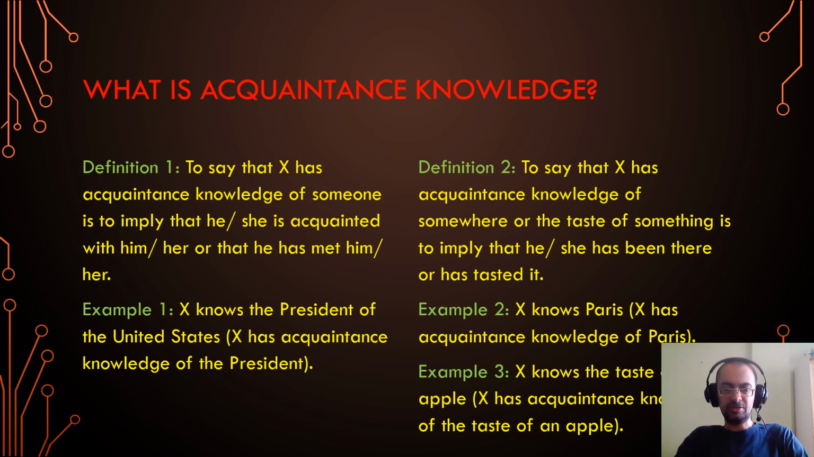It means that X has acquaintance knowledge of Paris. He has been to this city, maybe visited some museums or other historical places, etc. And all of them are related to first-hand experience. And our example 3: X knows the taste of an apple. It means that X has acquaintance knowledge of the taste of this fruit.